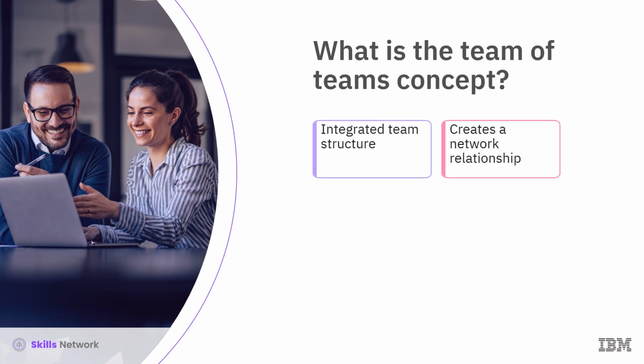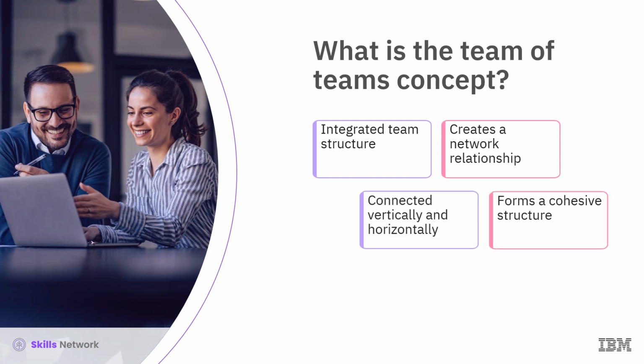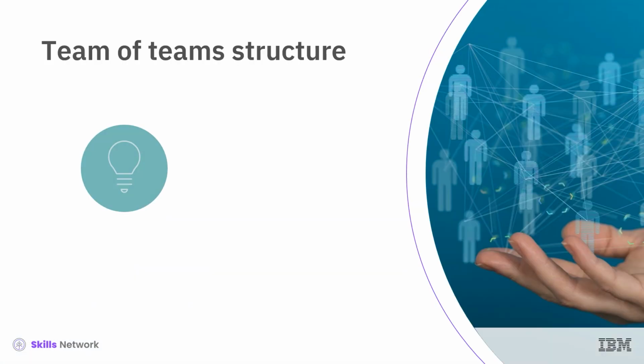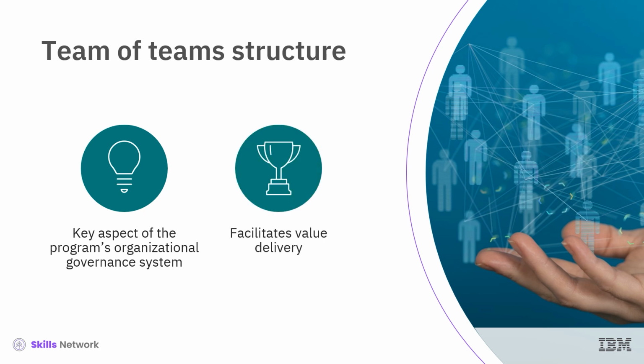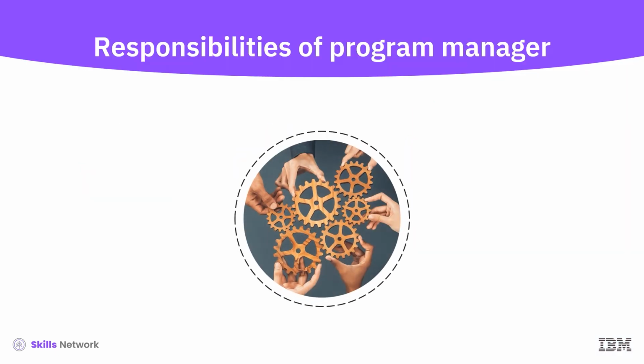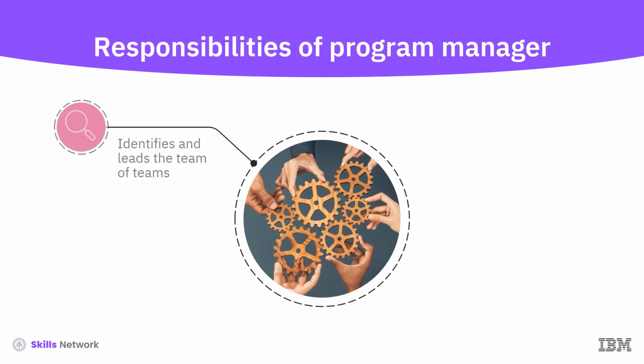The team of teams is an integrated team structure that creates a network relationship across all projects, products, and processes. It is connected vertically and horizontally and forms a cohesive structure that allows for shared strategy and empowered execution. The team of teams structure is a key aspect of the program's organizational governance system that facilitates value delivery. In an organizational setting, a program manager identifies and leads the team of teams.